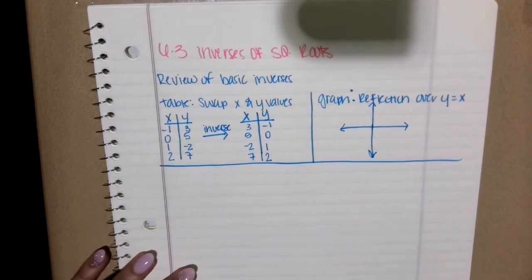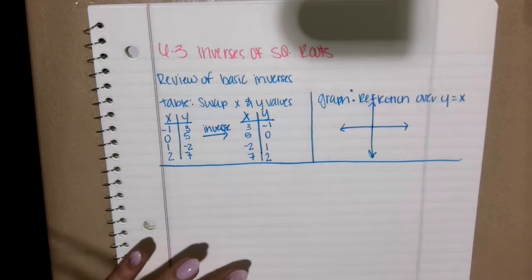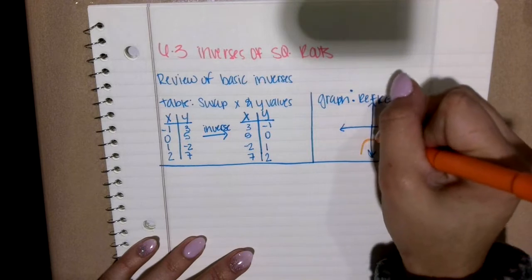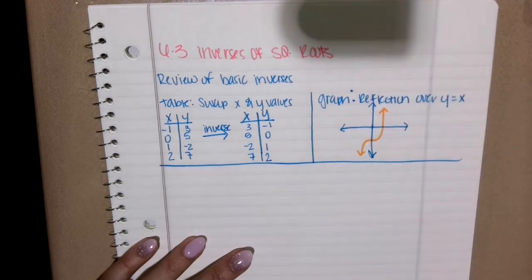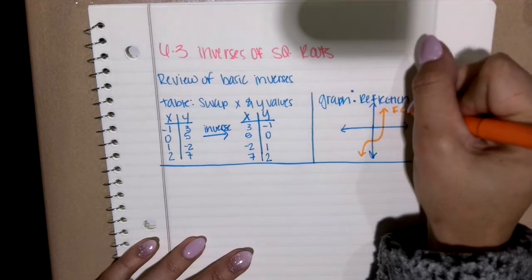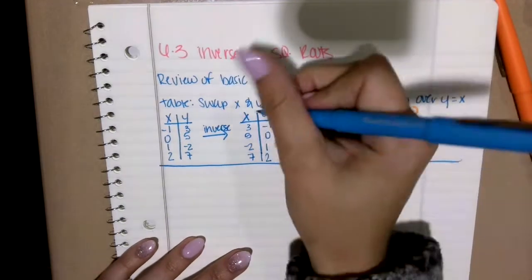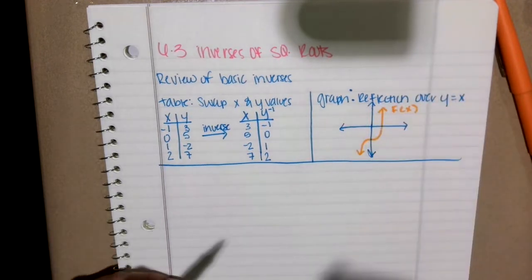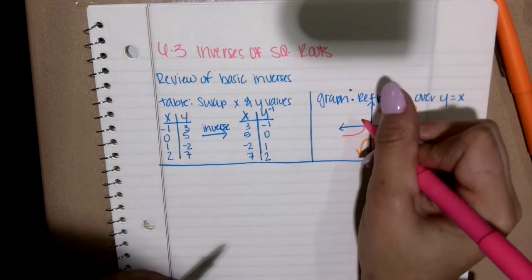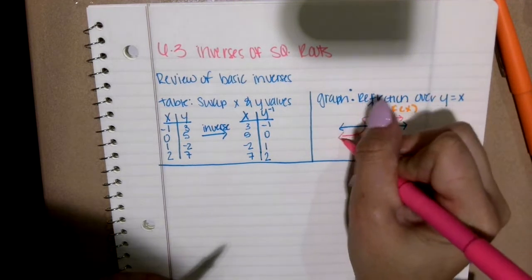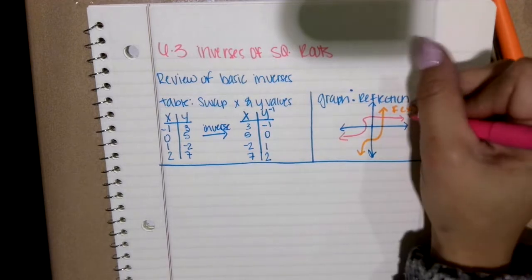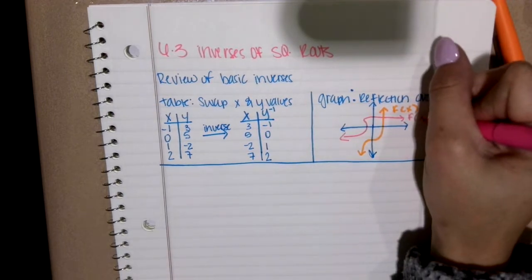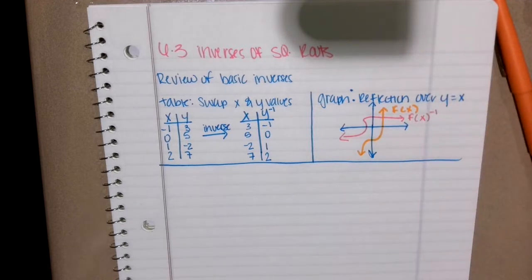I'm going to use 2 different colors so that you can see. So that would be my initial f of x. And then when I go to reflect it, it rotates and reflects f of inverse.